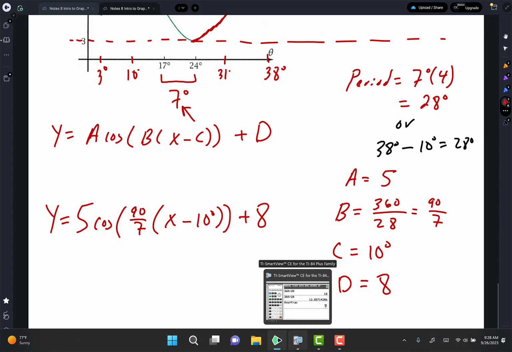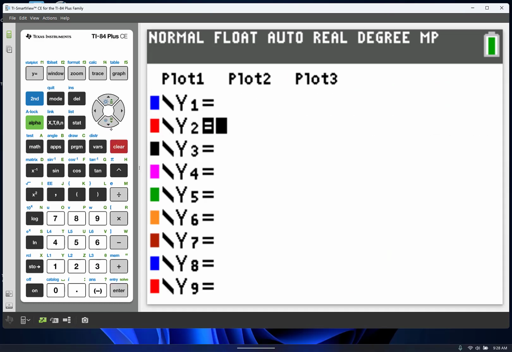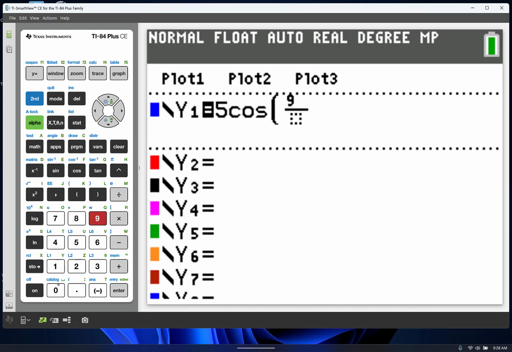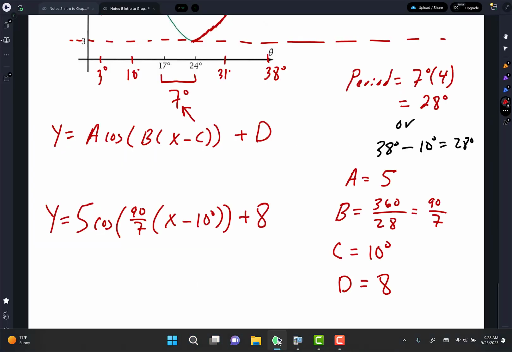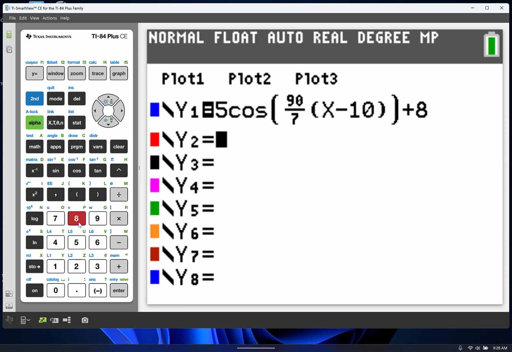I'm going to go ahead and type that into the calculator. I want to see that it works. I'm going to clear this. 5 cosine. I'm going to use the fraction feature. You don't have to, you can just push 90 over 7, but I like to see it nice and clean. 90 over 7, and then open x minus 10, close, close, and then plus 8. I'm going to put 8 here on y2 because that's my midline. And I'm just going to change my window to look like that one.